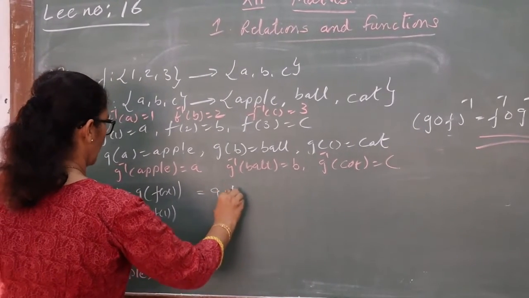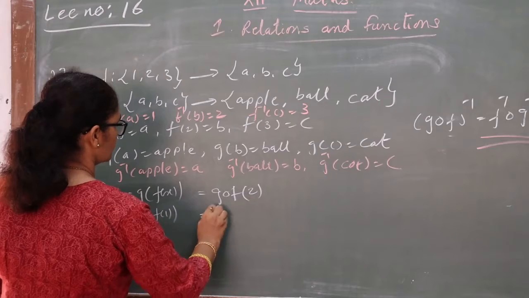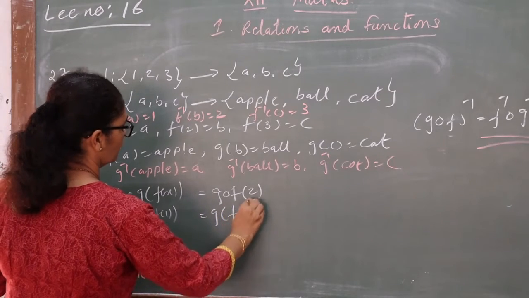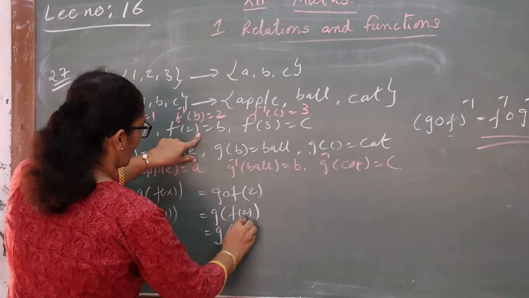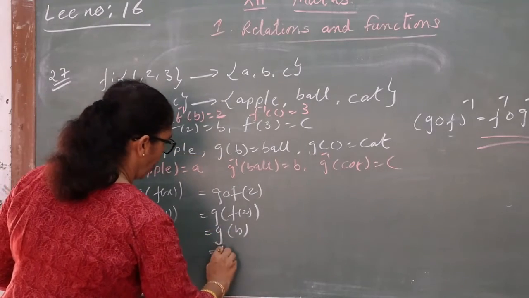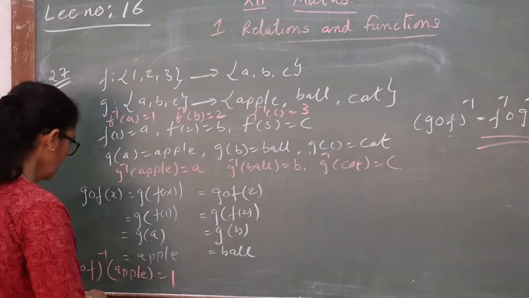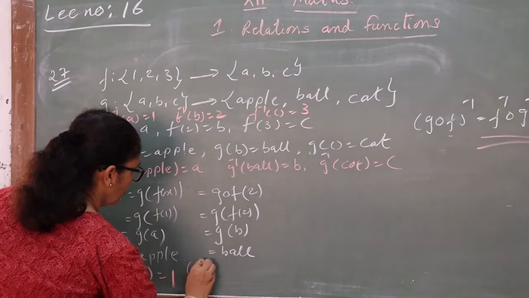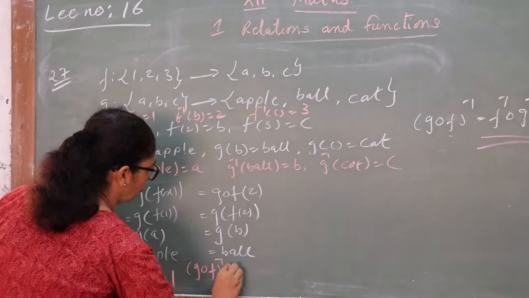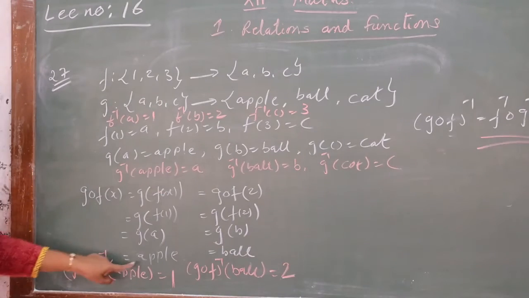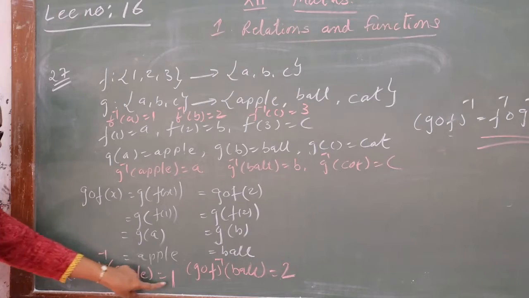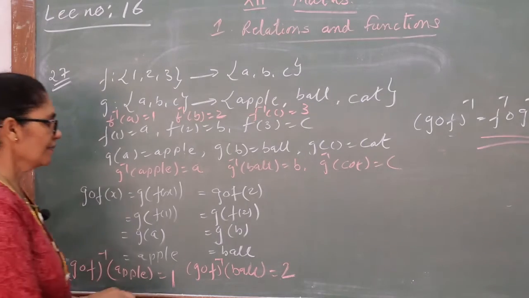Similarly, we have to start with the second. So G over F of 2, so G of F of 2. What is your F of 2? Check here. F of 2 is B, and for G of B it is ball. So when you write the inverse, G over F inverse for ball, we just have to shuffle the terms. We know it. Here 1, so we have taken 1 here and apple here. Similar way, the third one.